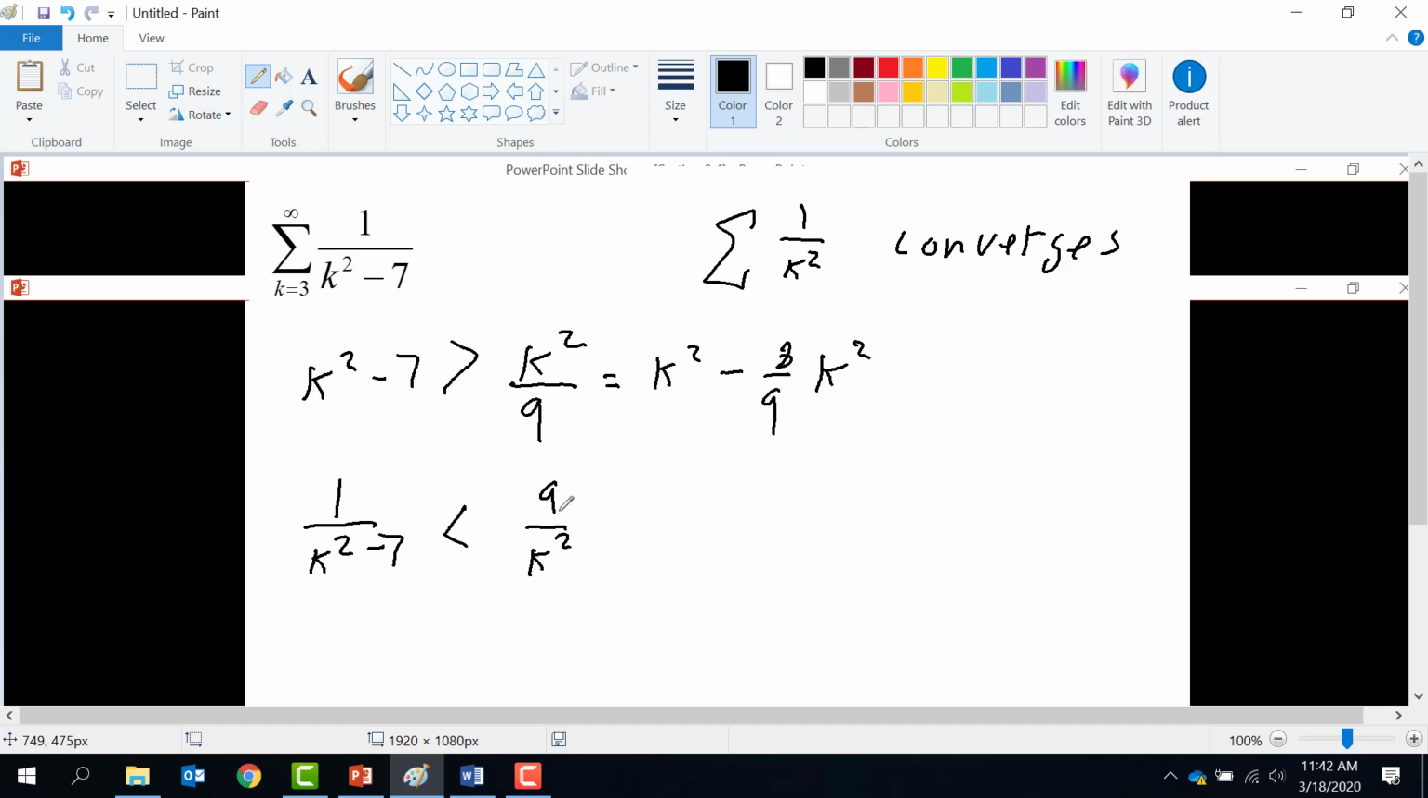Now again, this 9 is just a constant. We can factor it out. So then 9 divided by k squared converges because it's a constant times a p series. Therefore, 1 divided by k squared minus 7 converges.